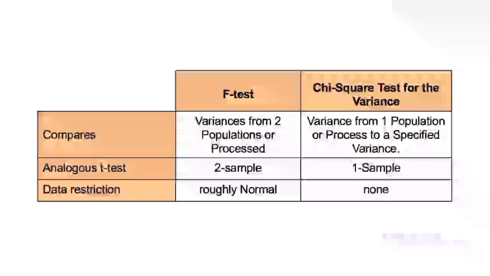Also, when it comes to data restrictions, you check whether the sample data forms a normal distribution or not. For the F test we have some kind of normal distribution, but it is a roughly normal distribution. It doesn't form a perfectly shaped curve. When you say your data follows a normal distribution, once you plot it, it has a bell-shaped curve. But in chi-square, you are not sure of any kind of distribution.